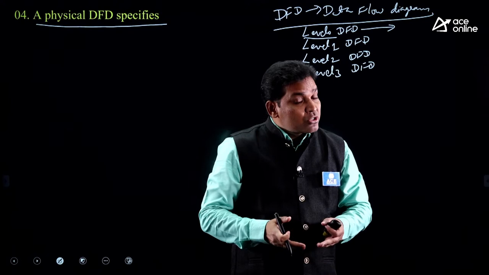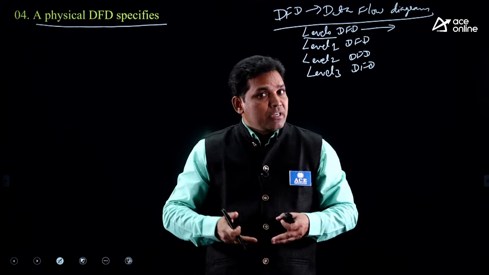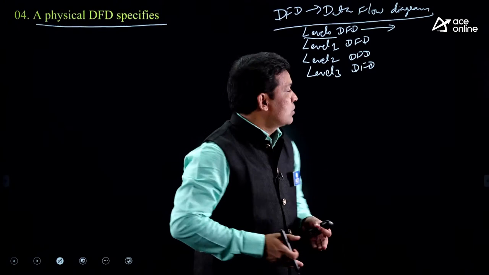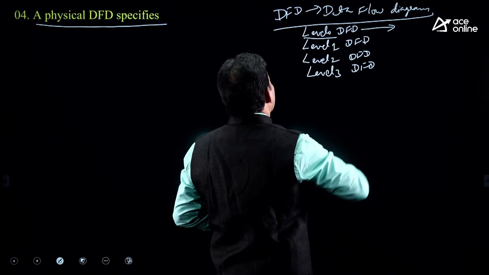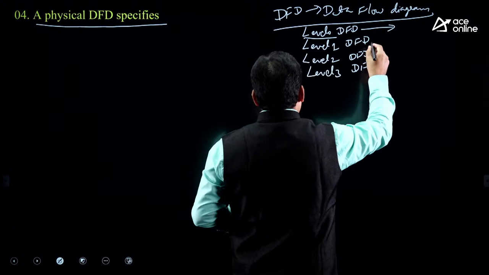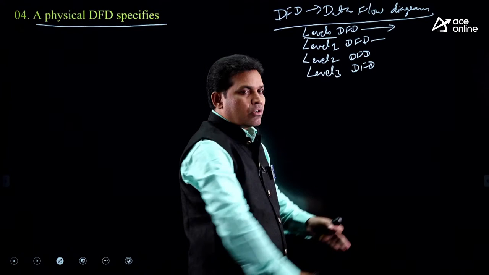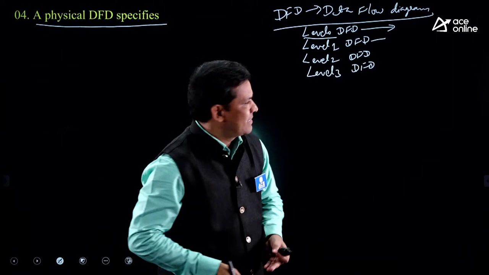So is it best suited for development of a software system? No. Why? Because the developers and designers need a more detailed description of the software system for development. That's why level 0 DFD is an abstract representation, not best suited. Then what is the solution? That's why level 1 DFD was introduced, dividing the single process into multiple sub-processes, giving a little more detail.